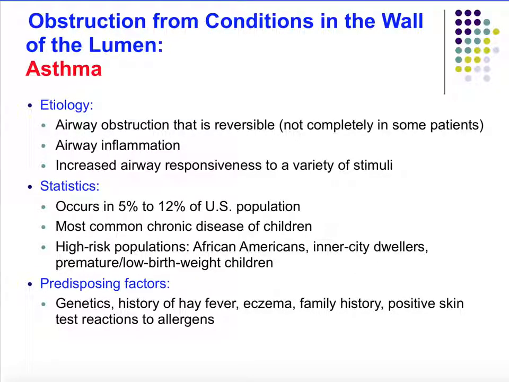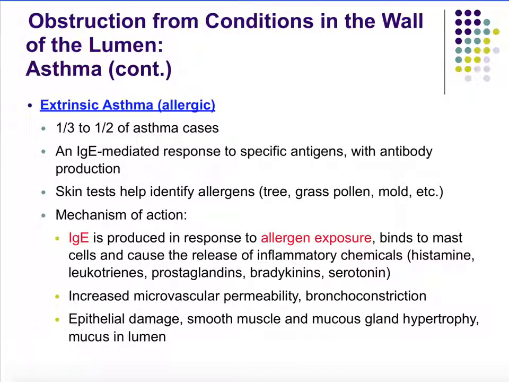High-risk populations include African Americans, inner city dwellers, as well as children who were premature or had very low birth weight. There are other predisposing factors, like your genes play a role, having a history of hay fevers, eczema, and a positive skin test to allergens. Notice all of these are really associated with allergies and the immune system. We have different categories of asthma. We have extrinsic and intrinsic.